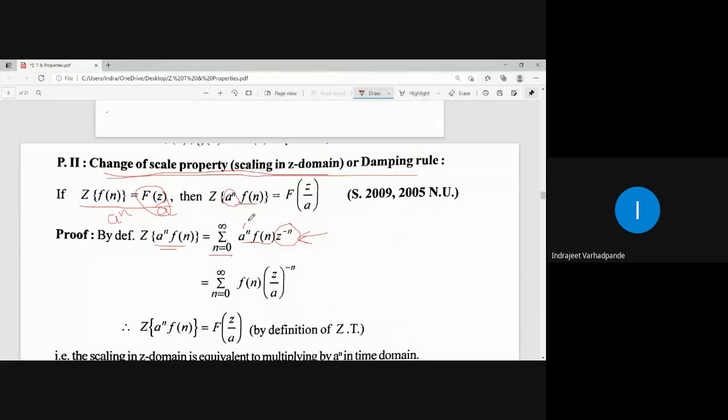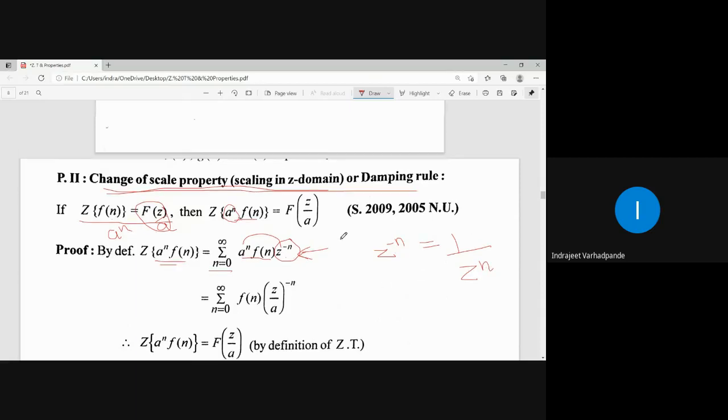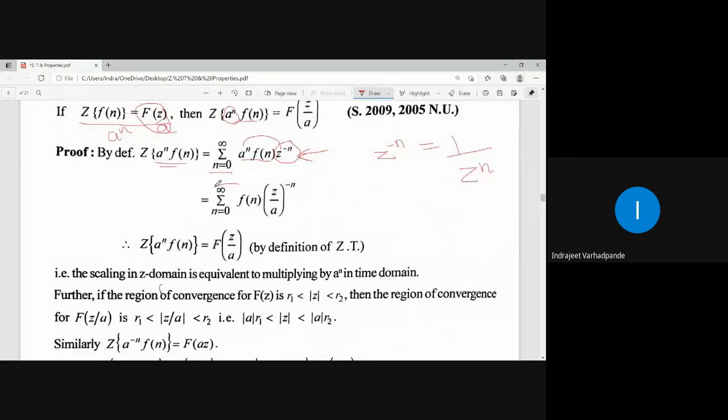Collect these two terms where their indices are same. Z to the power minus n, when it will be written in the denominator, it becomes 1 upon z to the power n. So in this case, I can write summation n equal to 0 to infinity f of n multiplied by z by a to the power minus n, or you can convert a to the power n as 1 upon a to the power minus n. See, because fulfilling the definition of the Z transform, I want the negative index.